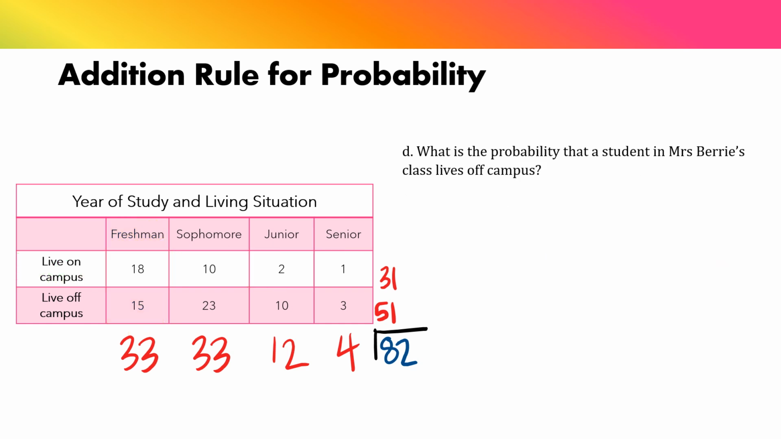And then our last one for this table: what's the probability that a student lives off campus? Super easy. For the probability of off campus, we're just thinking success over total. Our total number of students that lived off campus was 51, and our sample size was 82. 51 over 82 does not reduce, so we leave that as it is.